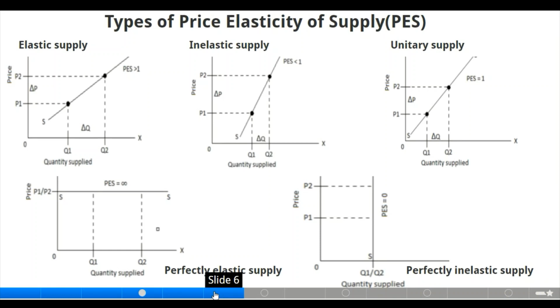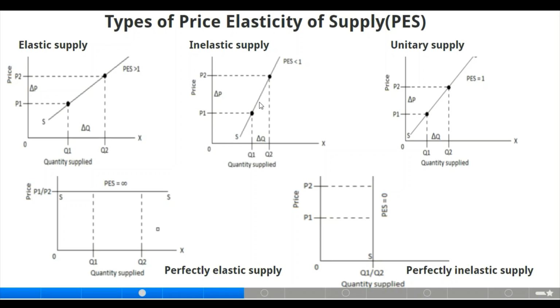As we have types of price elasticity of supply, we have also defined what is known as price elasticity of demand in our previous class. Now we have elastic supply. Elastic supply means when the quantity supplied changes by a greater percentage than the change in price, which means our price elasticity of supply will be greater than 1, as it is illustrated in this diagram.